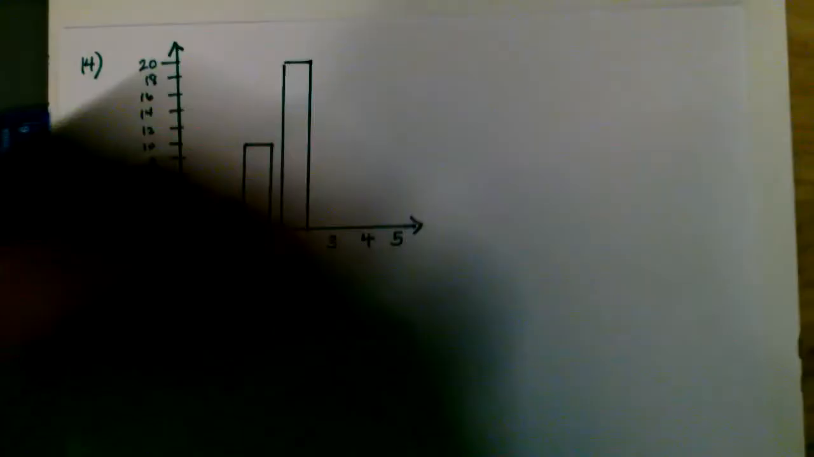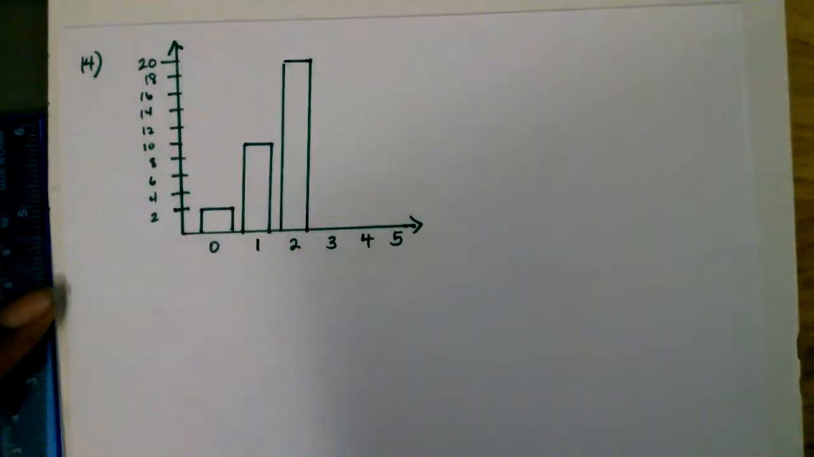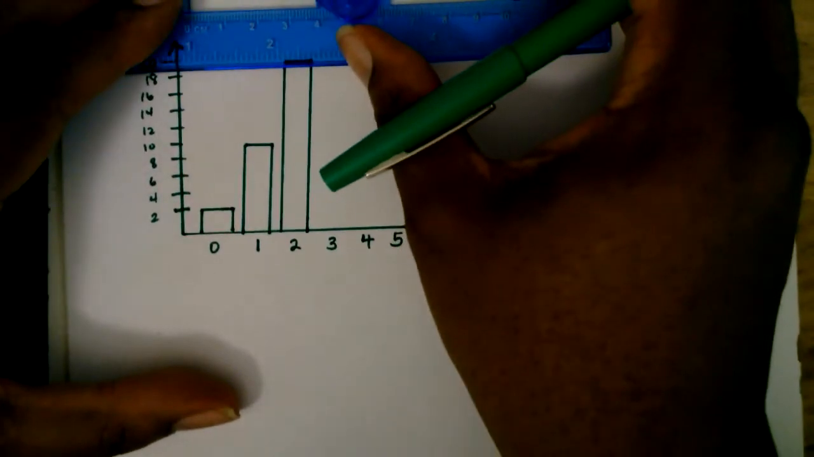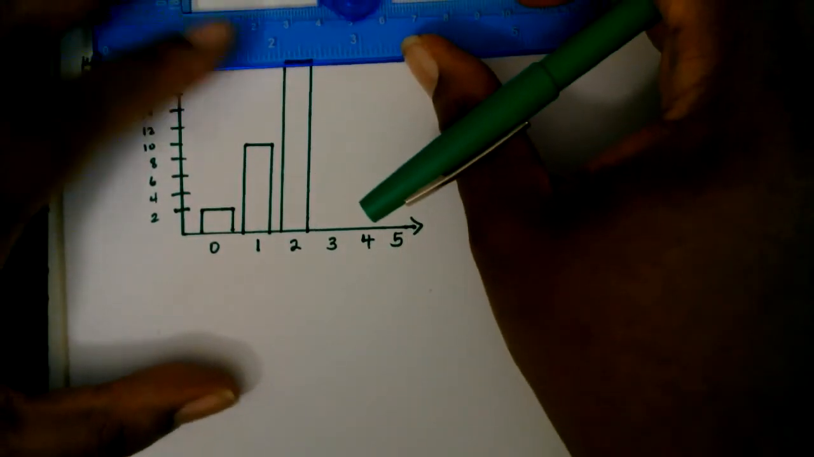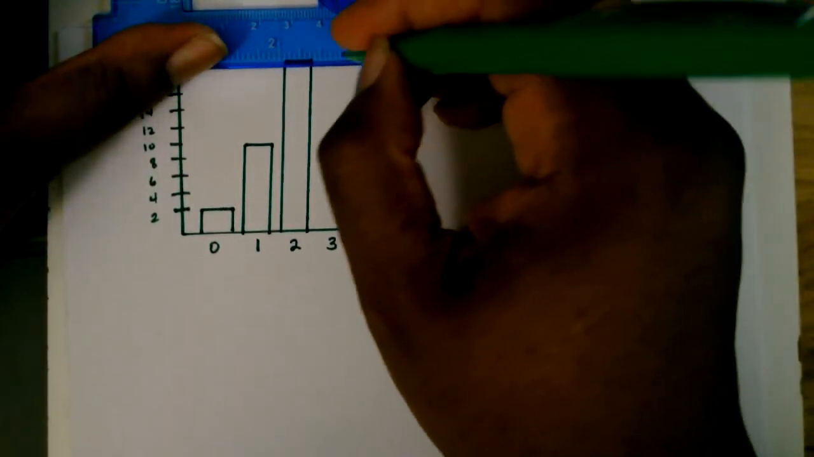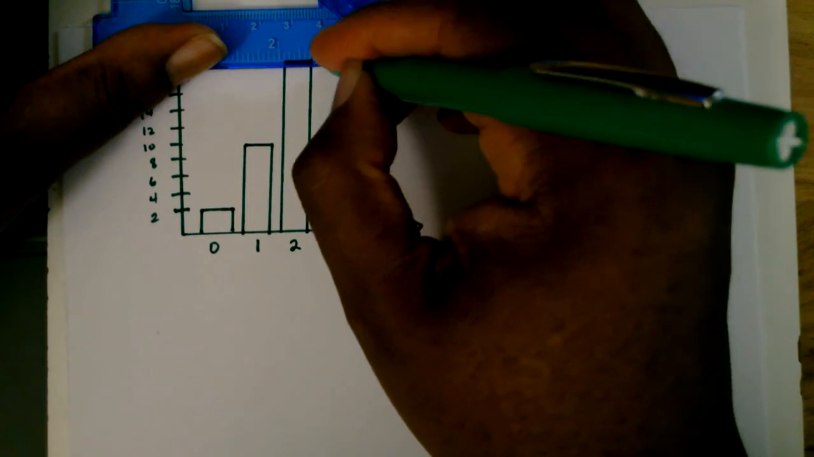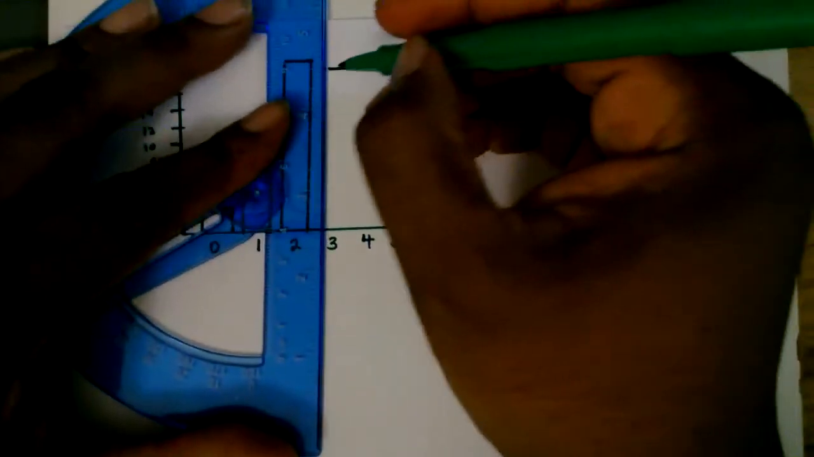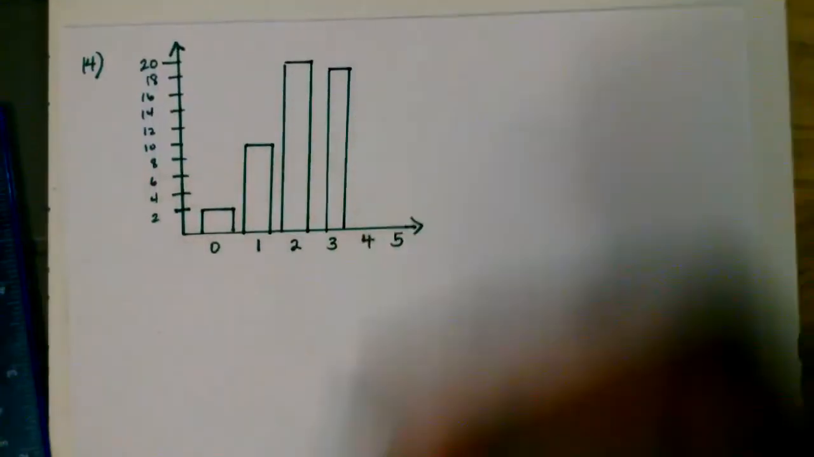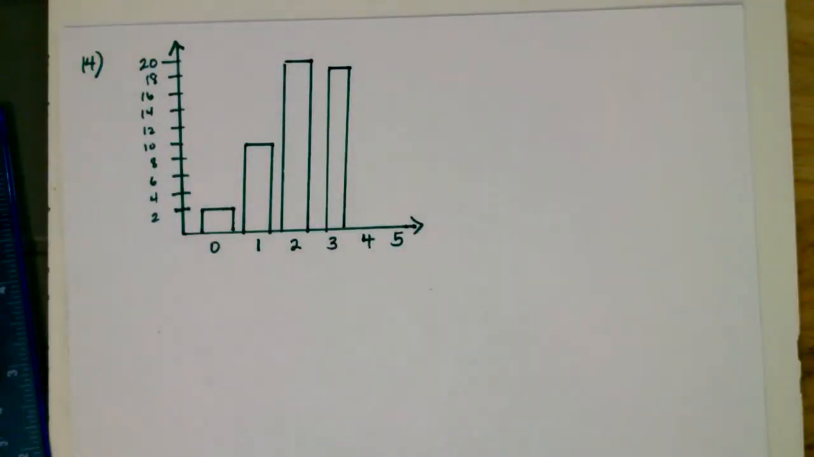And then for 3, the frequency there was 19. Now 19 is halfway between 18 and 20. So let me position that as halfway between 19 and 20. And then for 4, that frequency was 11. That's halfway between 10 and 12.